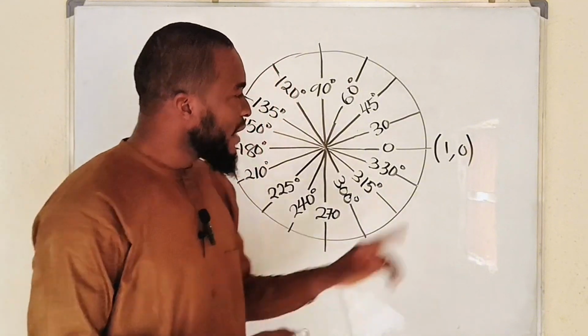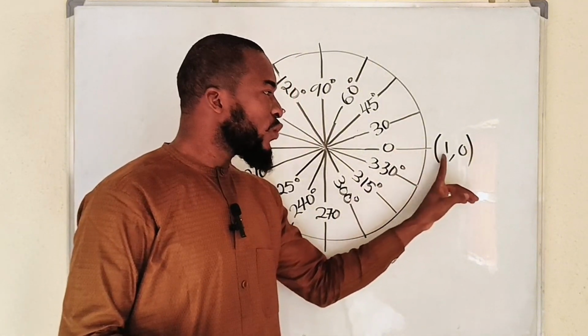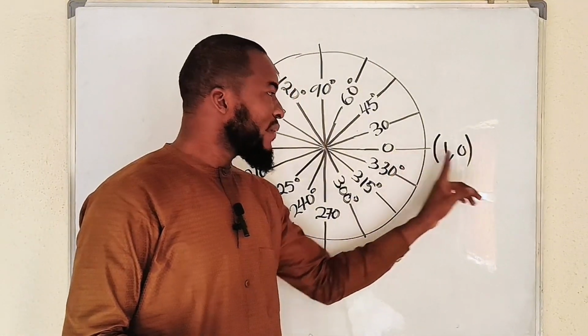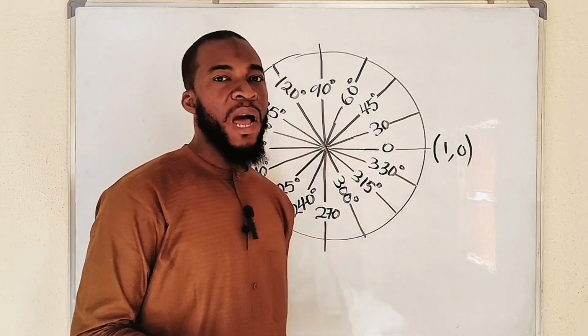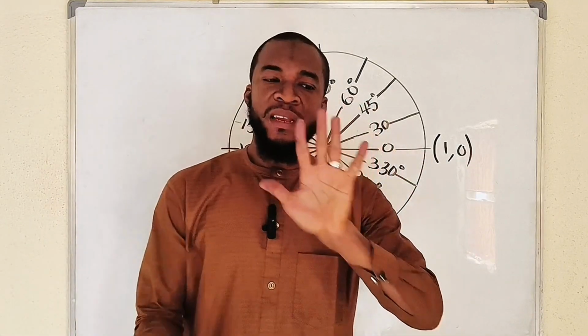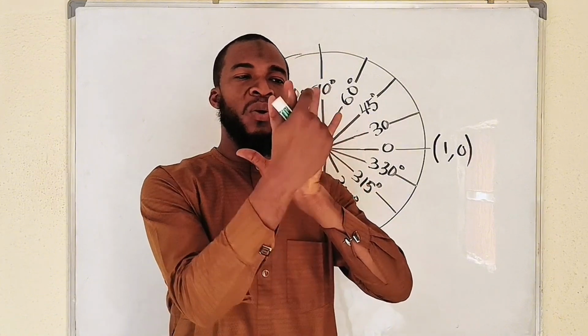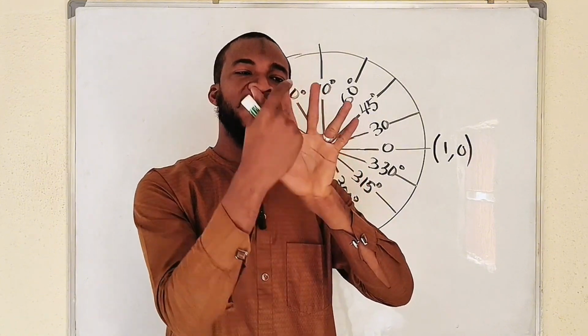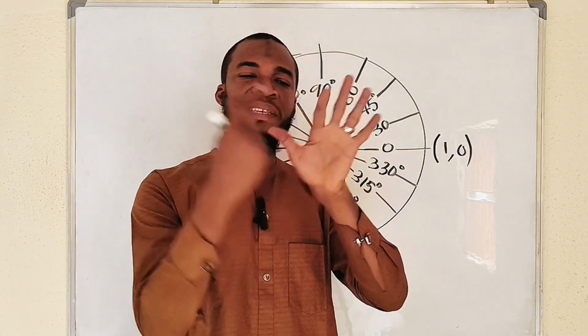What does it mean? It means that cosine of 0 is 1. Sine of 0 is 0. And how do we do that? Using our fingers. You should assign 0 degrees, 30, 45, 60, and 90.